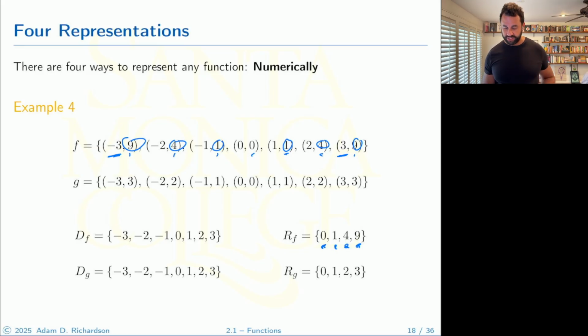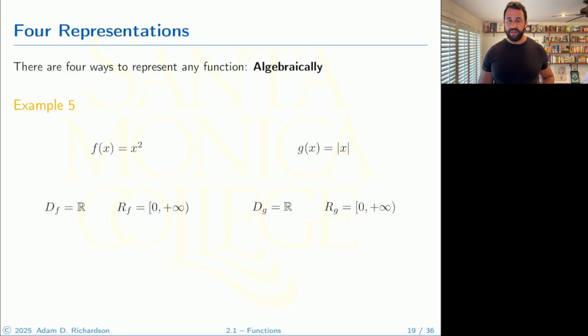And that's why the range is just the numbers 0, 1, 4, 9. That's all it is. You can do the same thing with G. I'll let you do that one on your own. Next, we can do it algebraically. So here is an algebraic representation of those functions before, or at least it includes those functions. F of x is x squared.